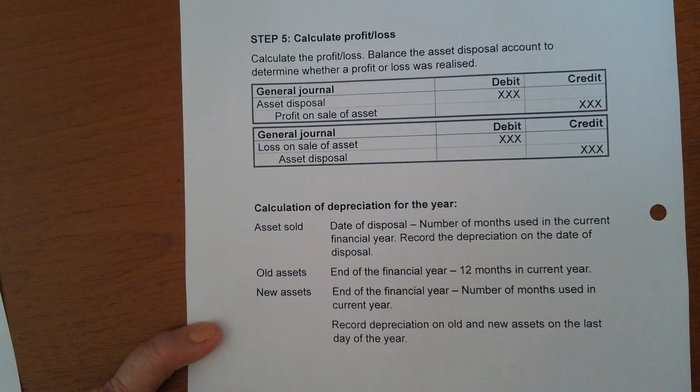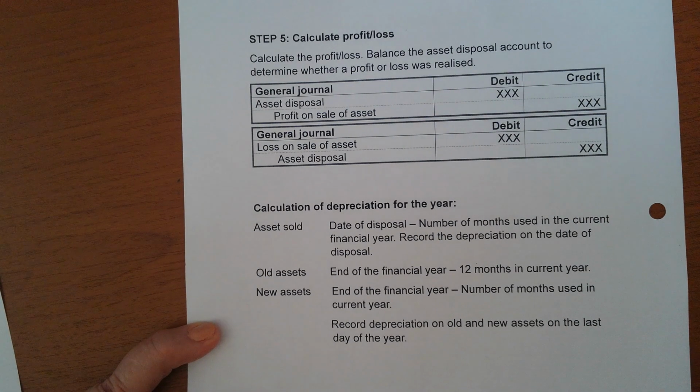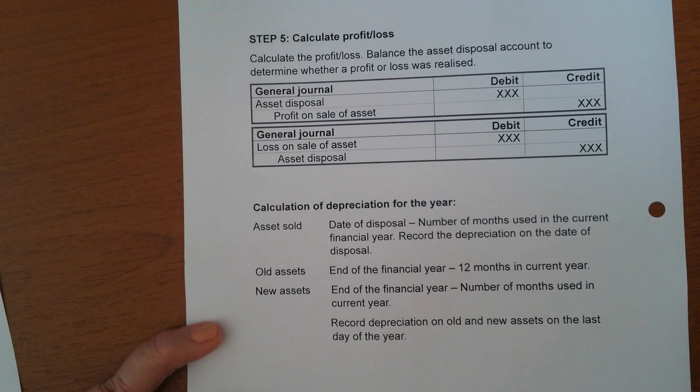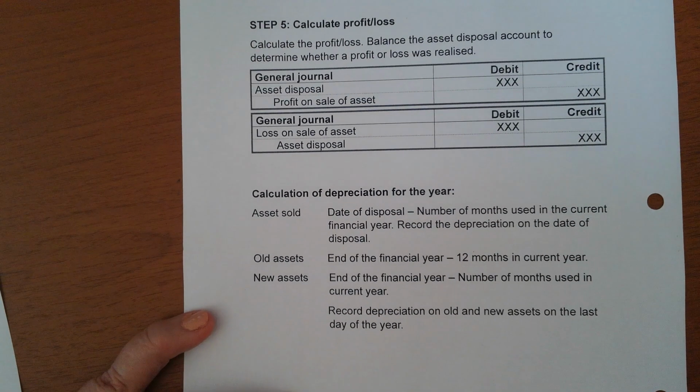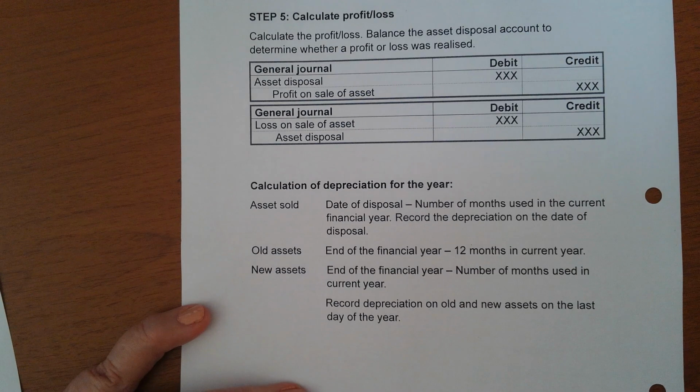So all 5 of these steps are done on the date of the disposal of the asset. And do it in the same steps every time when you do a question, because if you do it in different orders, then that is when you get confused, because then you can't remember what you still have to do or what you've already done, and you look at the figures incorrectly.